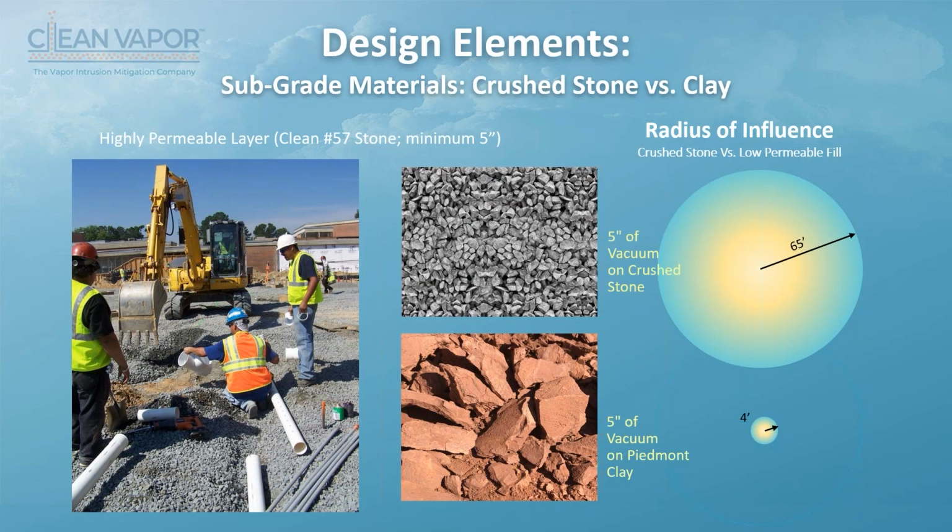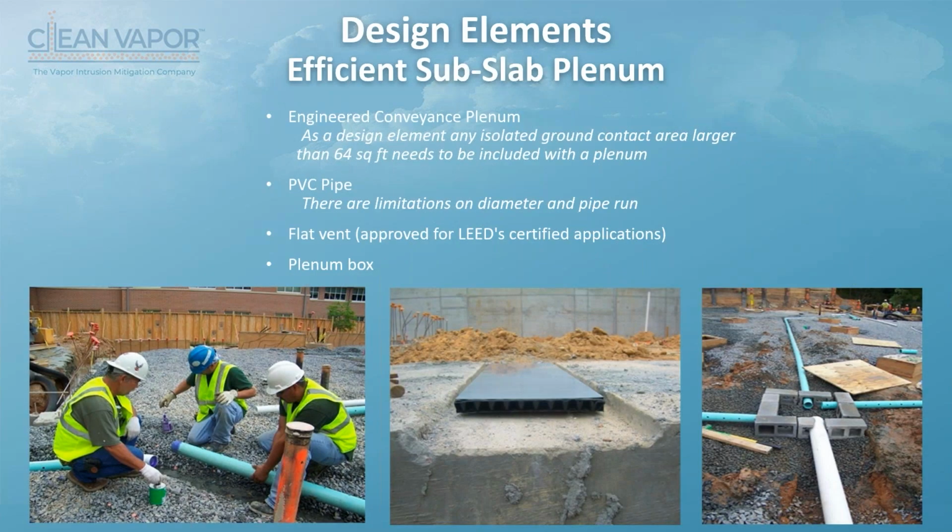It's one of the niches of Clean Vapor. You want to get all these design elements, this conveyance system. You don't want to have anything isolated below a slab. Now, if we go back to the RST documents, it's 64 square feet. And the origin of this is based on the coat closet size inside of schools.